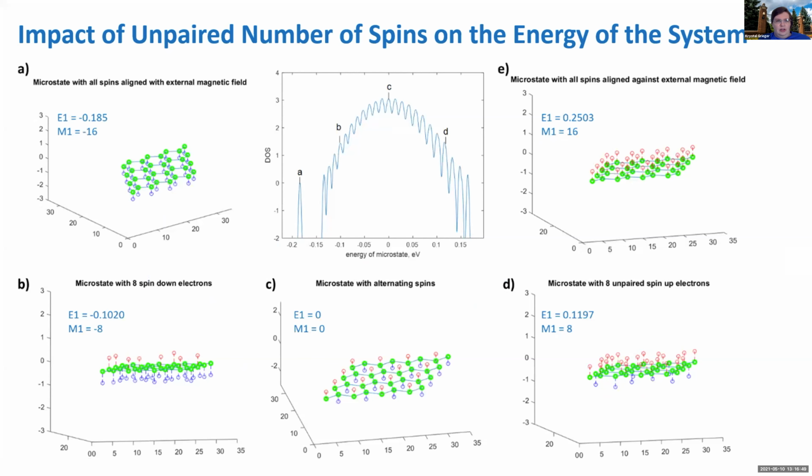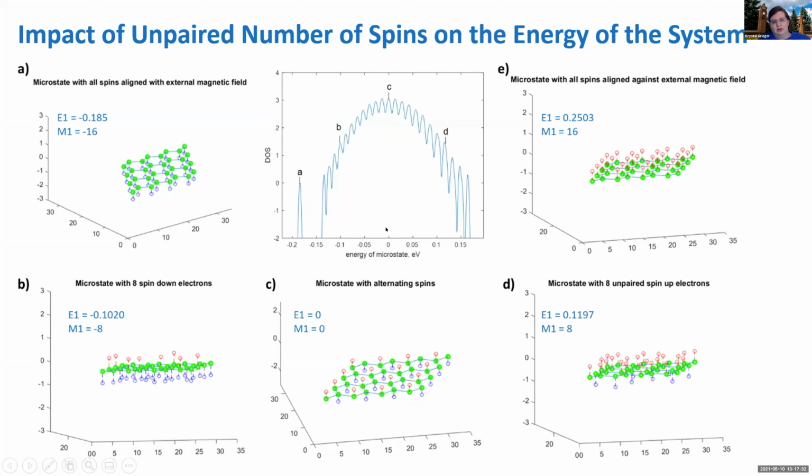Then we evaluated the impact of the number of unpaired spins on the energy of the microsystem. We first tried it with J equals B. However, that did not yield good results. So we made our external magnetic field 10 times that of our spin-spin coupling constant. Then we did get the expected results: when all of the spins are aligned with the magnetic field, you get your lowest ground state, which is expected because everything's aligned. When we align all of the spins against the magnetic field, we get a value that is not exhibited within the density of states graph generated using the Monte Carlo method.